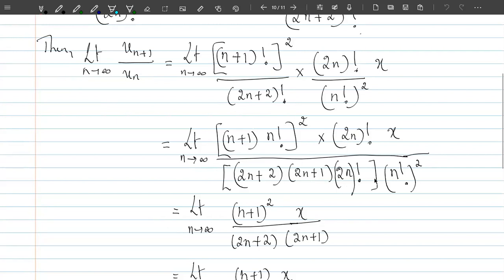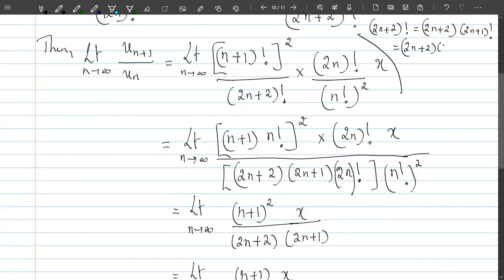So actually what you get here is, if you take this term (2n plus 2) whole factorial, that's equal to (2n plus 2) into (2n plus 1) whole factorial, which is equal to (2n plus 2) into (2n plus 1) into (2n) whole factorial. So that's what I have done here. I have written (2n plus 2) whole factorial like this. Then I have n factorial square.